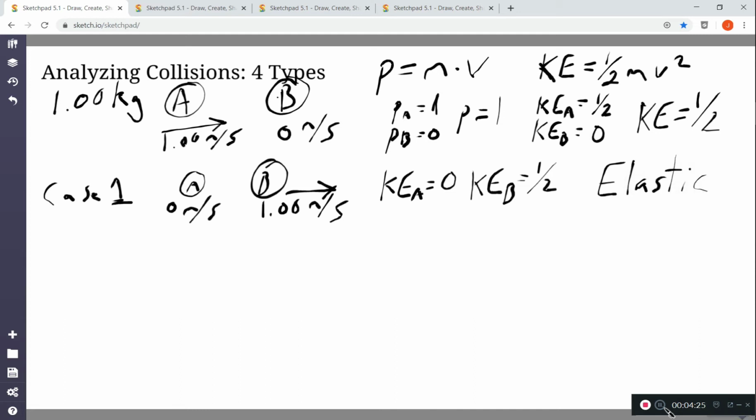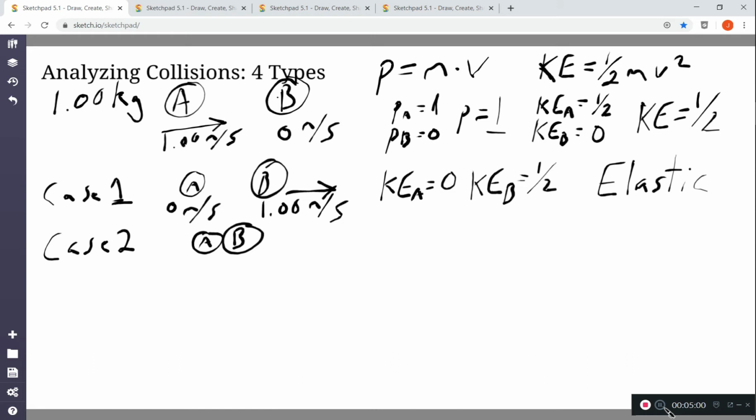Now, case 2 is what if the 2 balls end up with the same velocity? Now, this oftentimes is envisioned as things getting linked together or stuck together through the collision. So if ball A and ball B get linked together, remember the momentum has to be conserved. So before we had a momentum of 1, so this system has to have a momentum of 1.